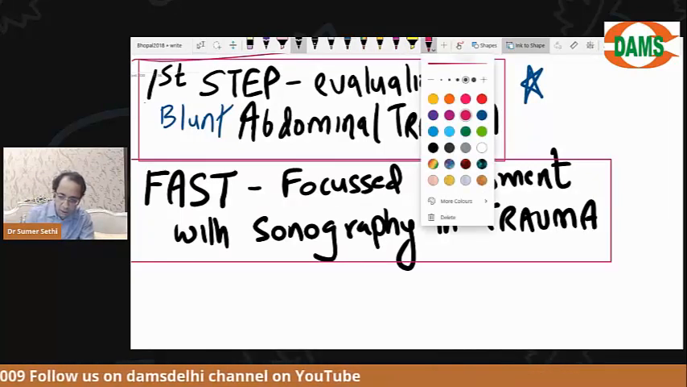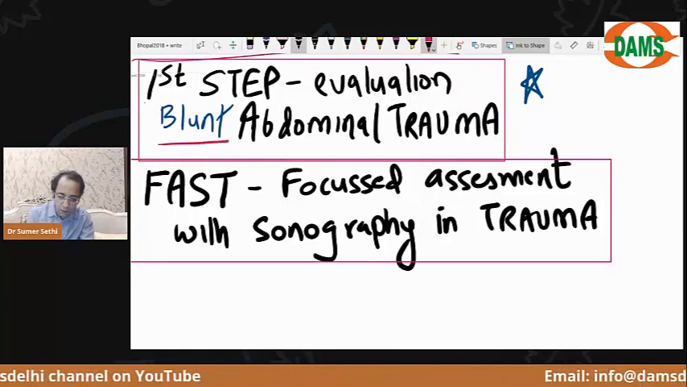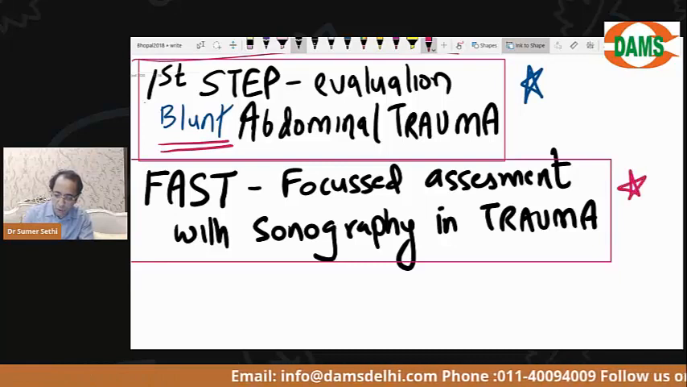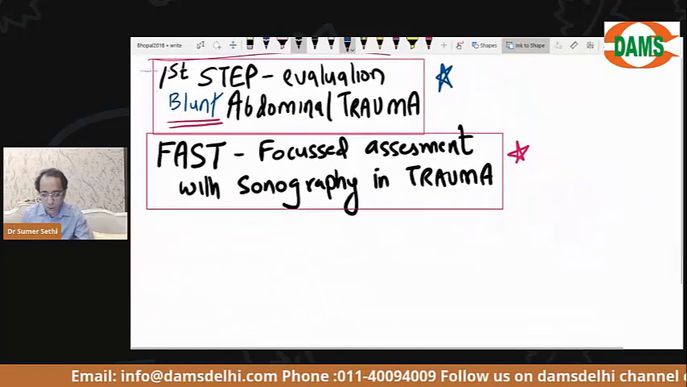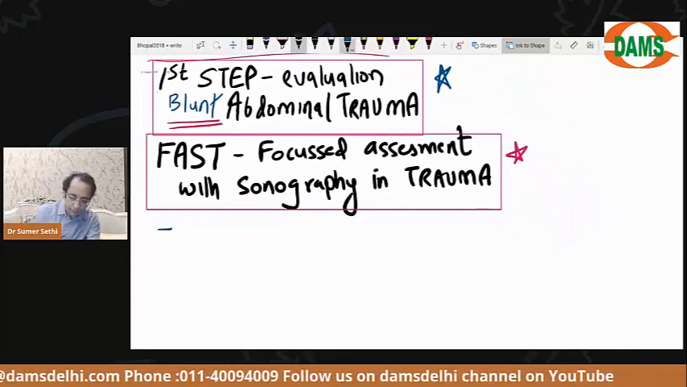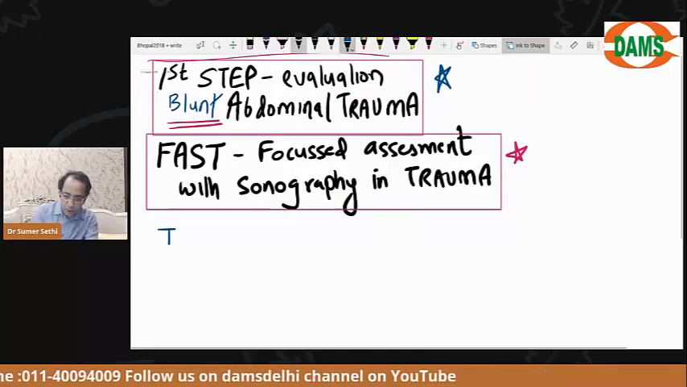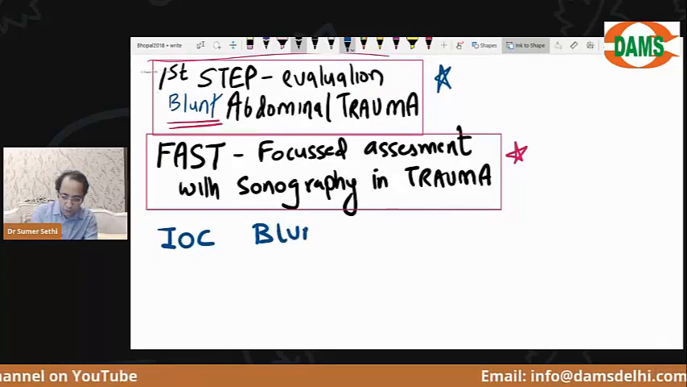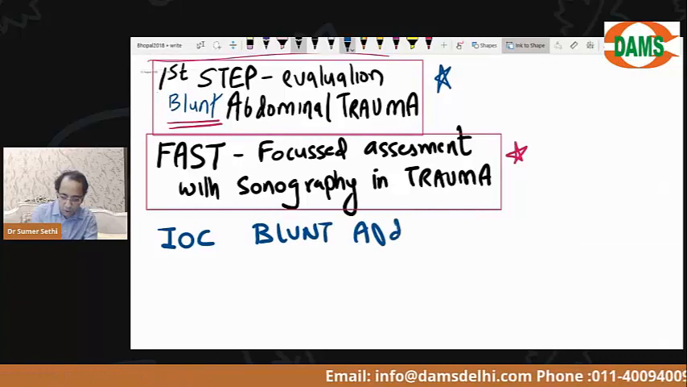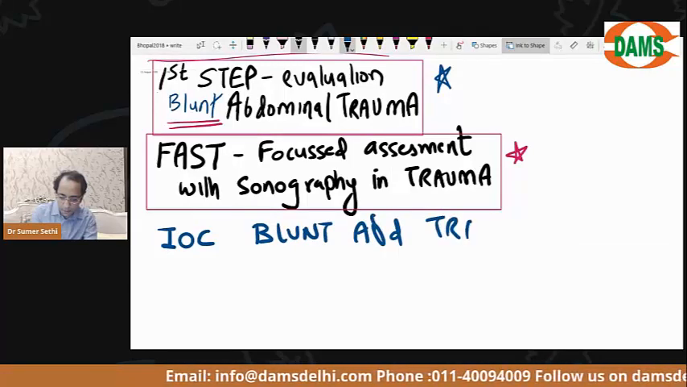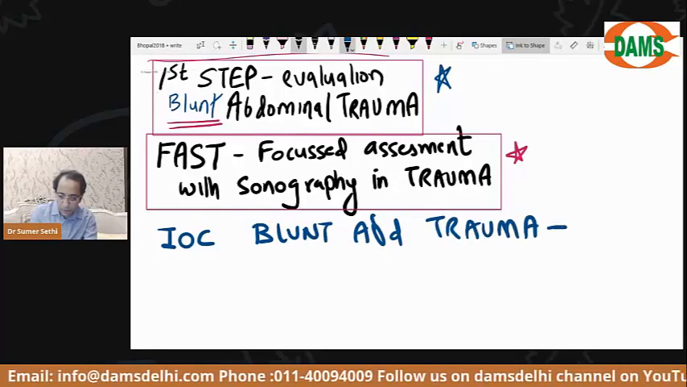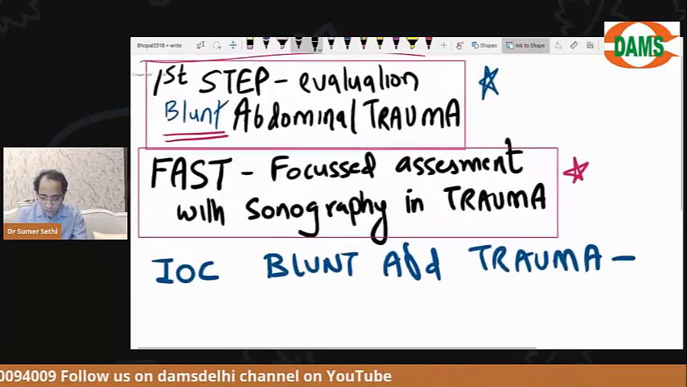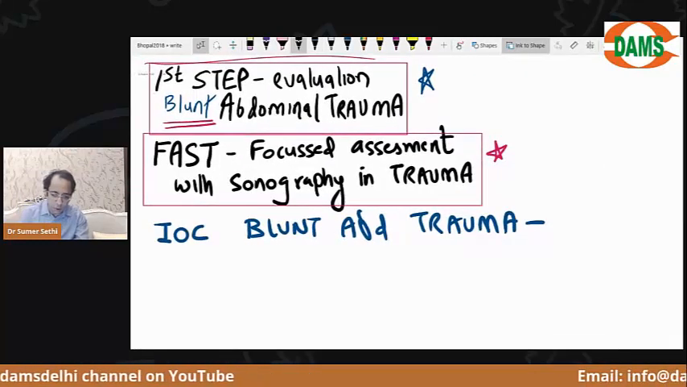First step for evaluating a patient with blunt abdominal trauma is FAST. FAST stands for focused assessment with sonography in trauma. Now, if I change the question and I ask, what is the investigation of choice for blunt abdominal trauma? Then what will you mark?